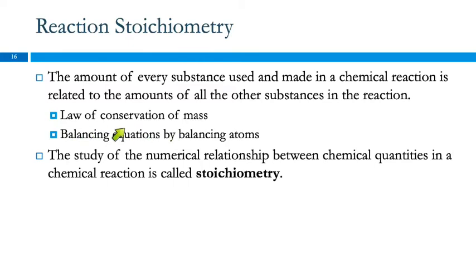The law of conservation of mass factors into this, and the idea of balancing equations by balancing atoms. You can't have more mass after the chemical reaction than what you started with. You also can't have less. All of those atoms still exist, and they have to be accounted for.